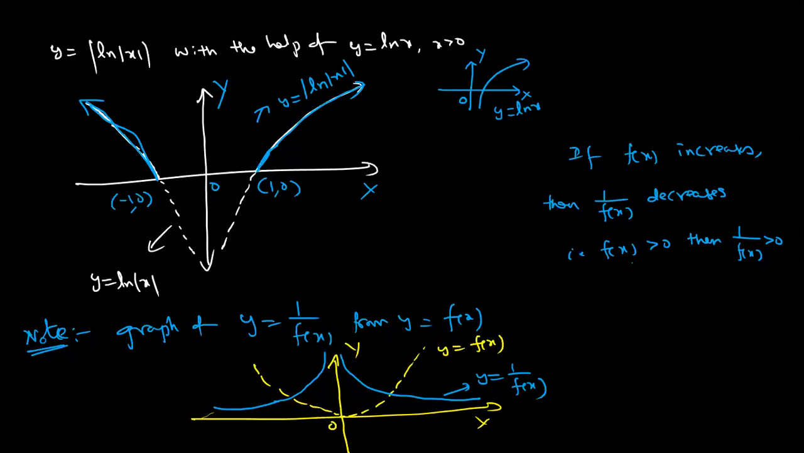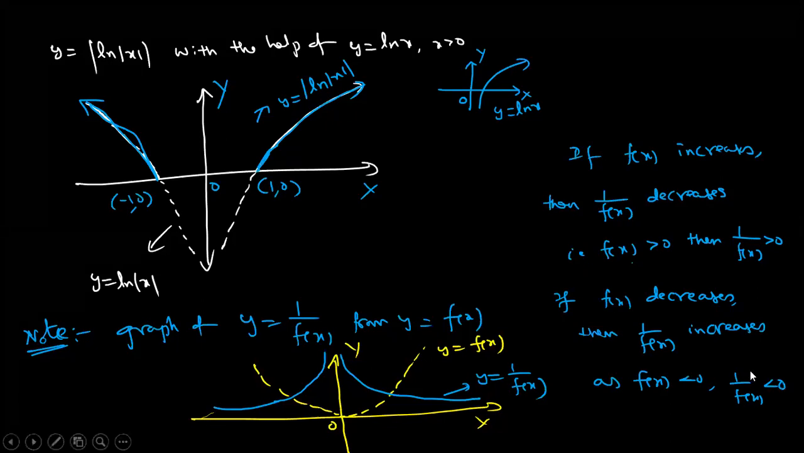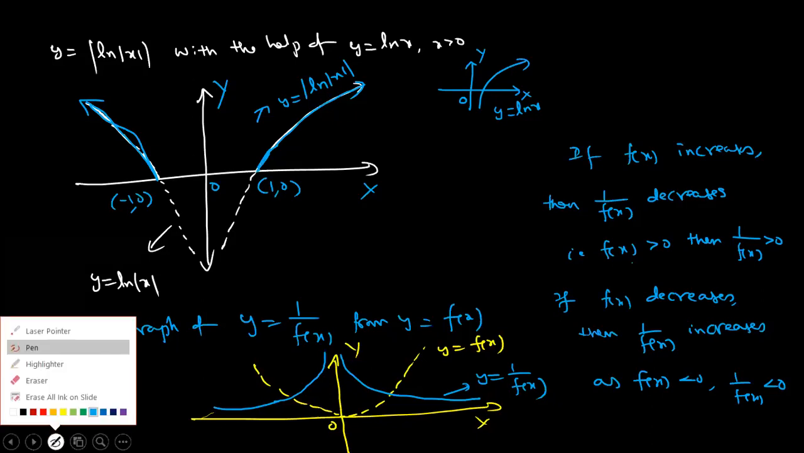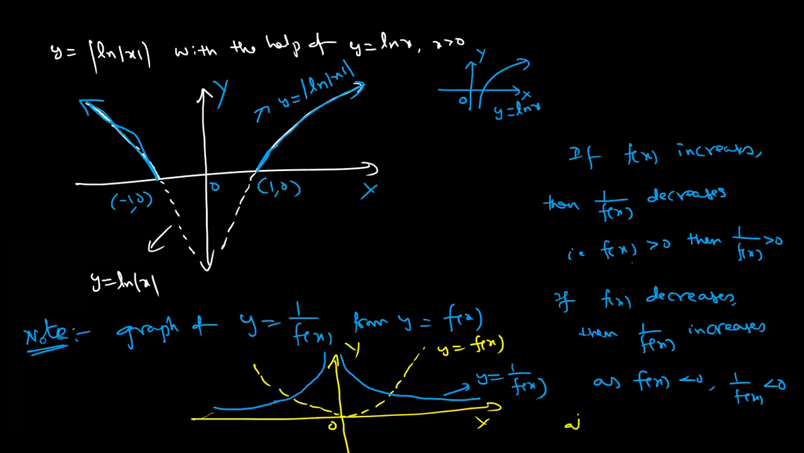Suppose f of x is decreasing. If f of x decreases, then 1 by f of x increases. So f of x less than 0 means 1 by f of x is less than 0. Also, a conclusion, I think all of you know this one.